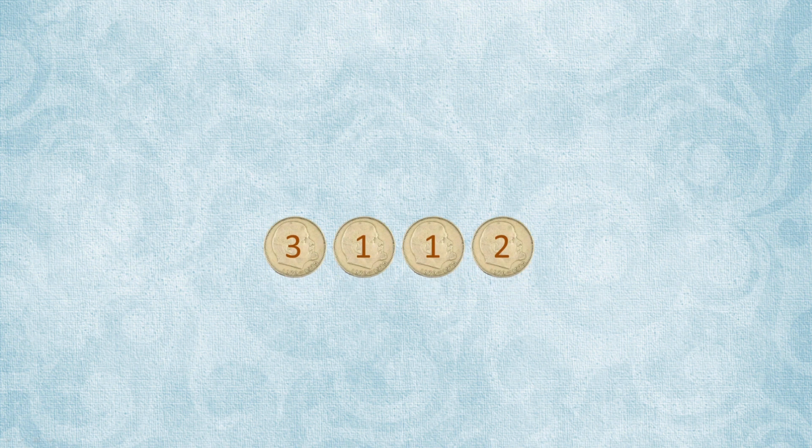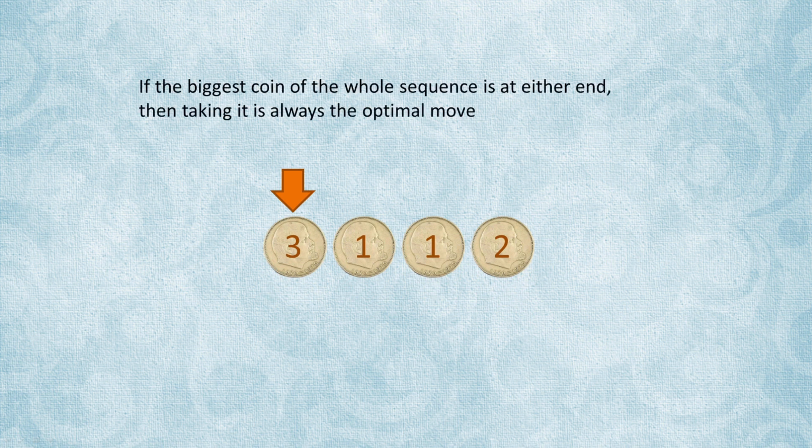For example, if the sequence is 3, 1, 1, 2, since 3 is the biggest coin in the sequence, you can readily pick it up, and that is guaranteed to be the most optimal move. Think of it this way. The worst that could happen is that you leave the second largest coin available to be picked up by your opponent, which is okay since you got the better of the exchange.